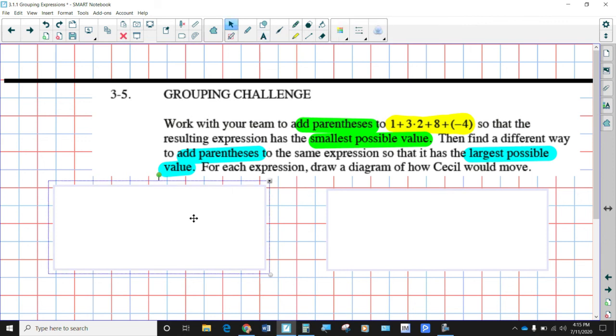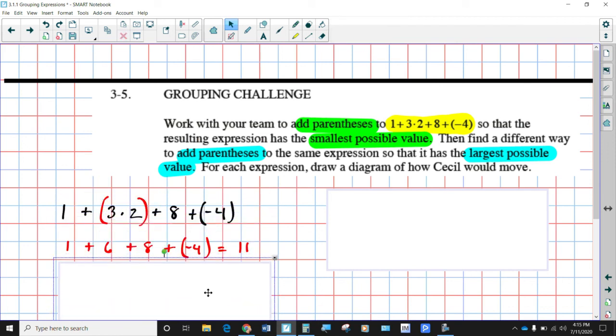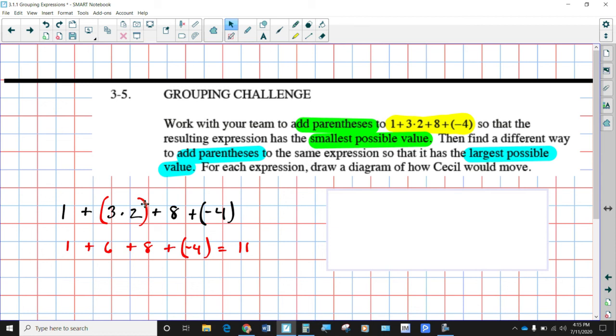All right, so let's start with the lowest possible value. Technically, you don't even need to put the parentheses around the 3 times the 2, because that's the only multiplication happening in this entire expression. The multiplication already has the higher priority than any of the addition or subtraction parts, if you want to treat this as -4 instead of plus and -4. So putting parentheses around it, we're actually not even changing the expression. You would still do the multiplication first, but then add from left to right. 7, 15 plus -4 is 11. Okay, so that's the lowest value you can get out of that expression.